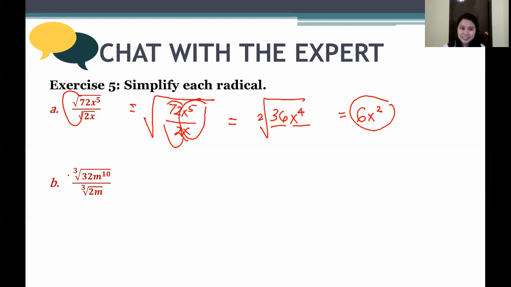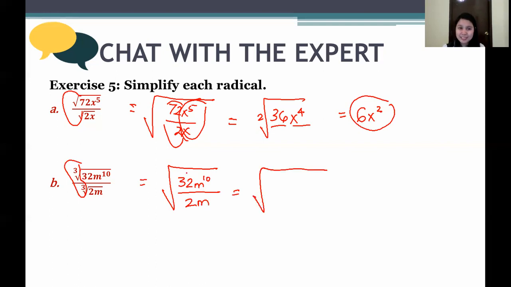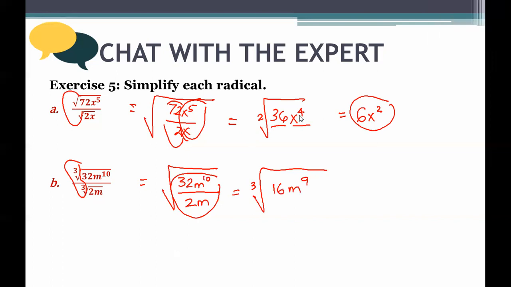The last one, here, same index. So you can write them as 1. If it's not the same, then you could not write them as 1. Let's simplify first the one inside. 32 divided by 2 is 16. M to the 10th power divided by m is m to the 9th power. Oops, there must be 3 outside. Now, let us start finding the cube root.